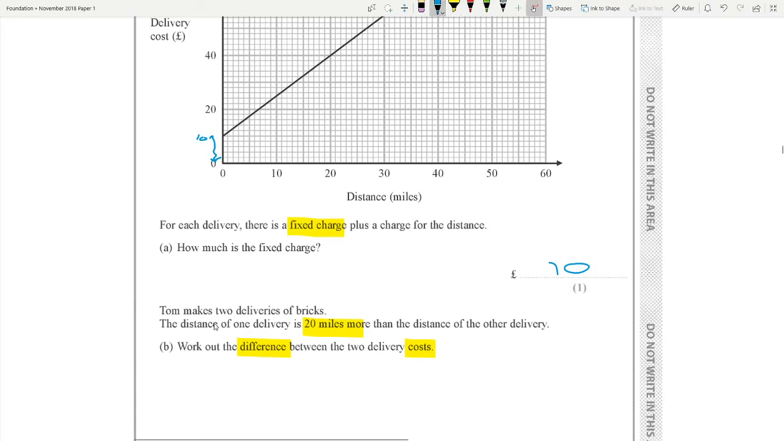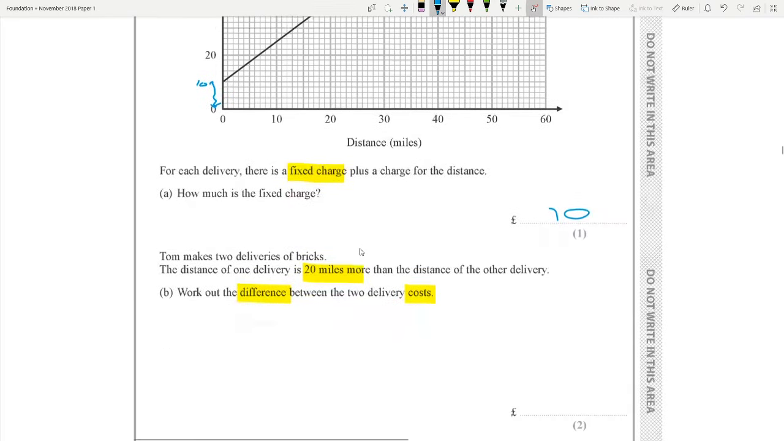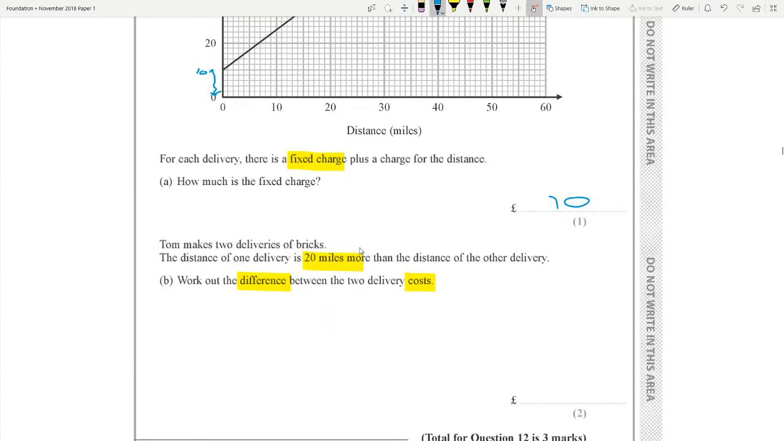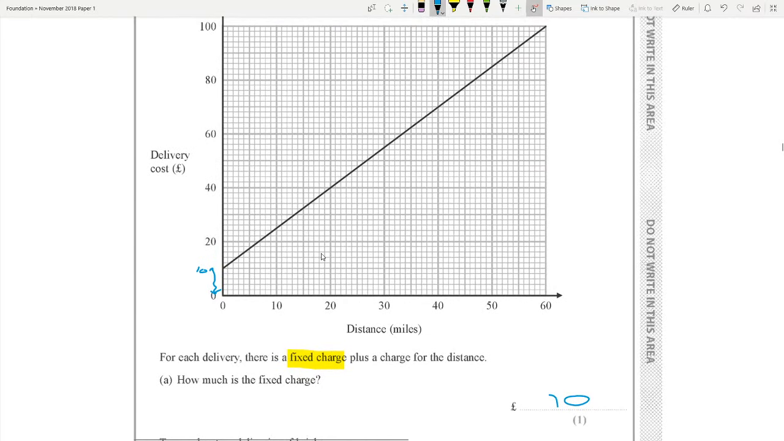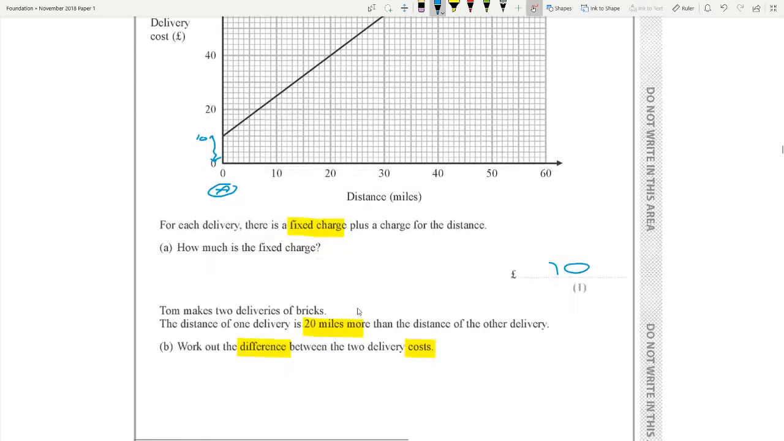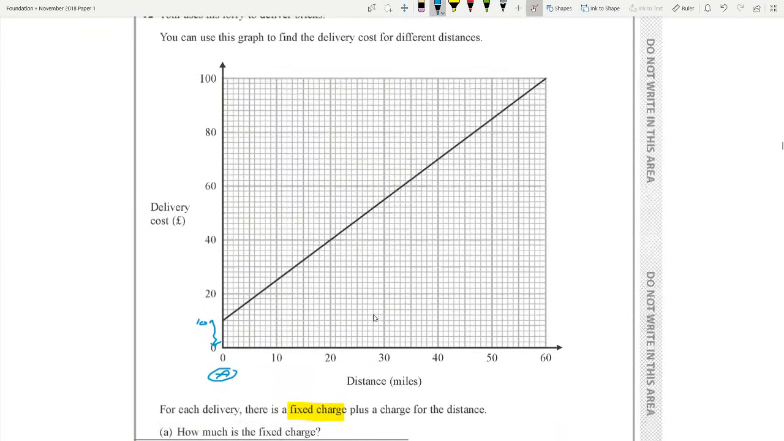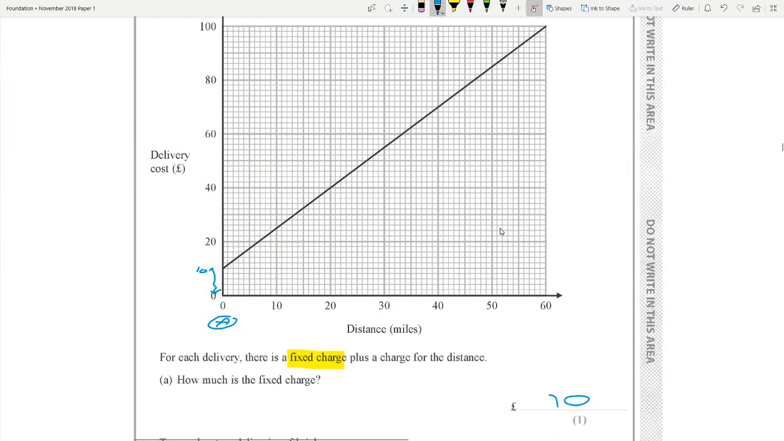So Tom makes 2 deliveries. The distance of one delivery is 20 more than the other. There's a number of ways you can answer this question. The easiest thing in this question is to choose 2 delivery points. So why not make one delivery A at 0 miles, and then the other is going to be 20 miles more. So if the first delivery point's at 0 miles, then the next delivery point will be 20 miles.